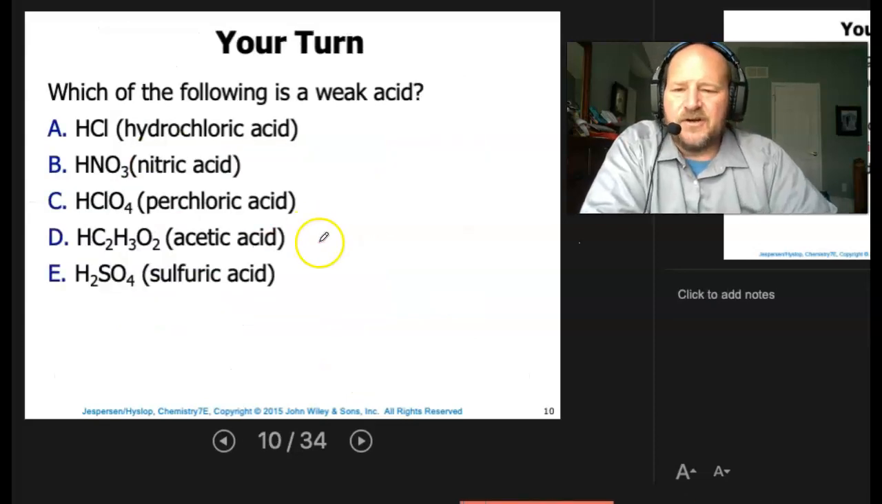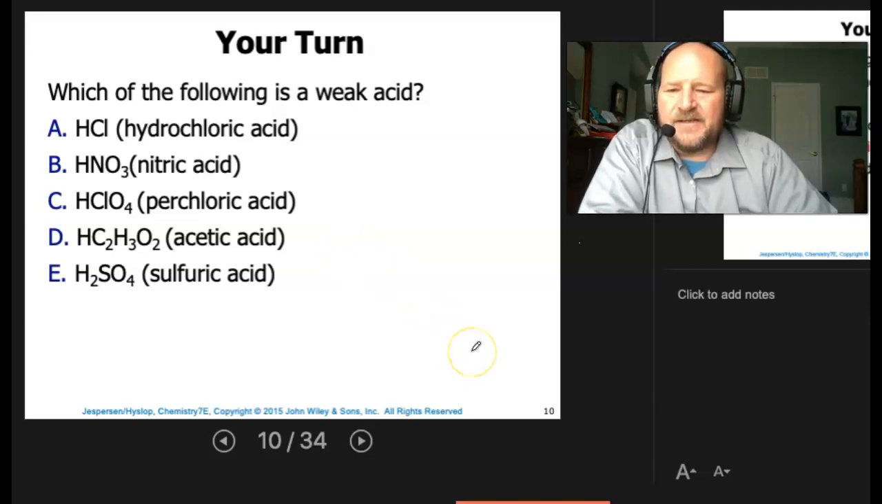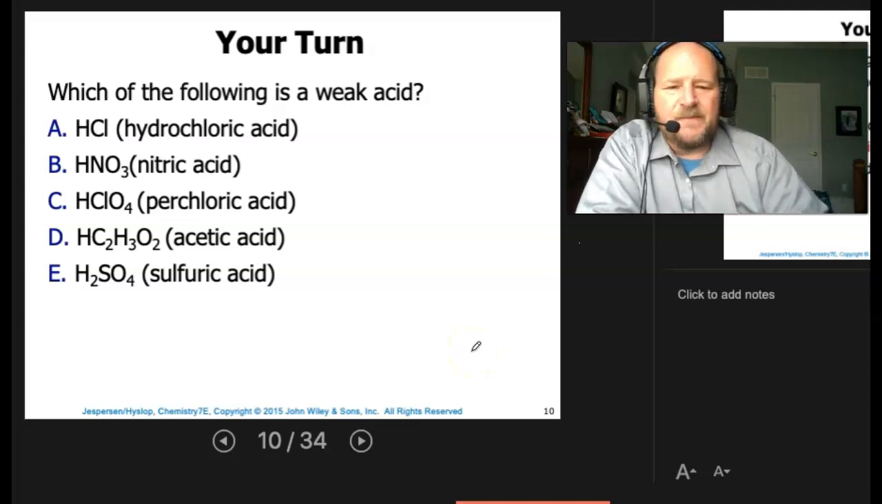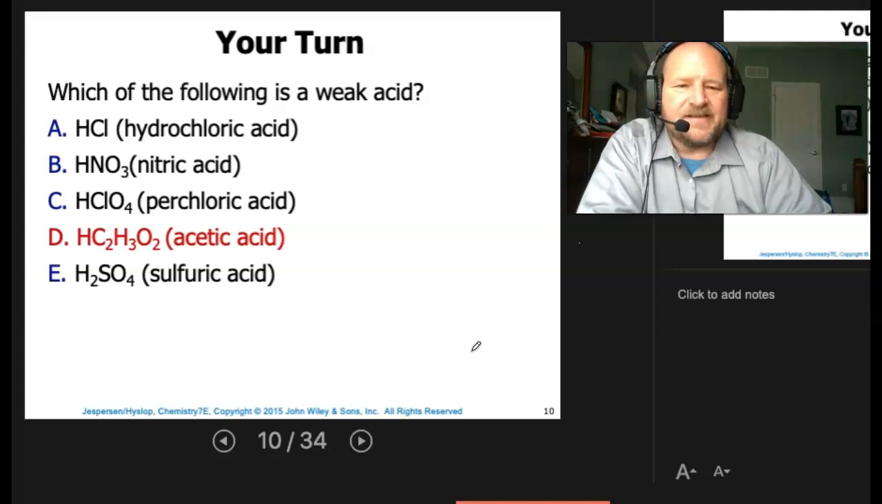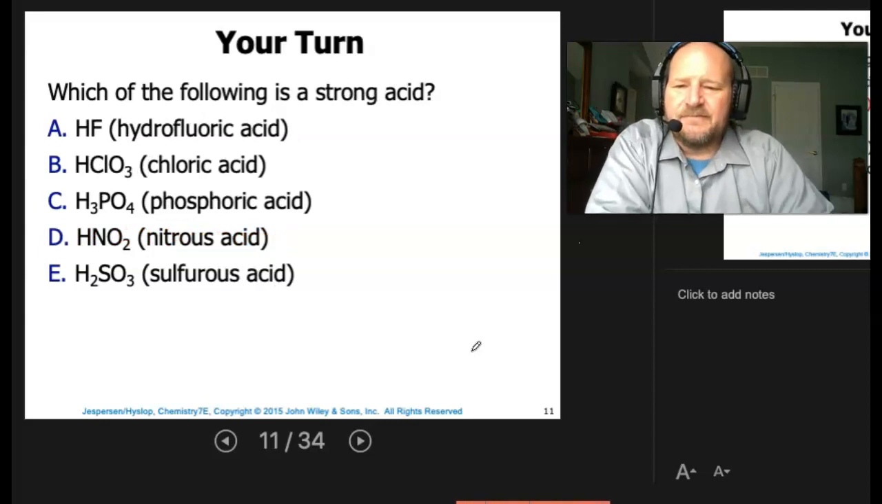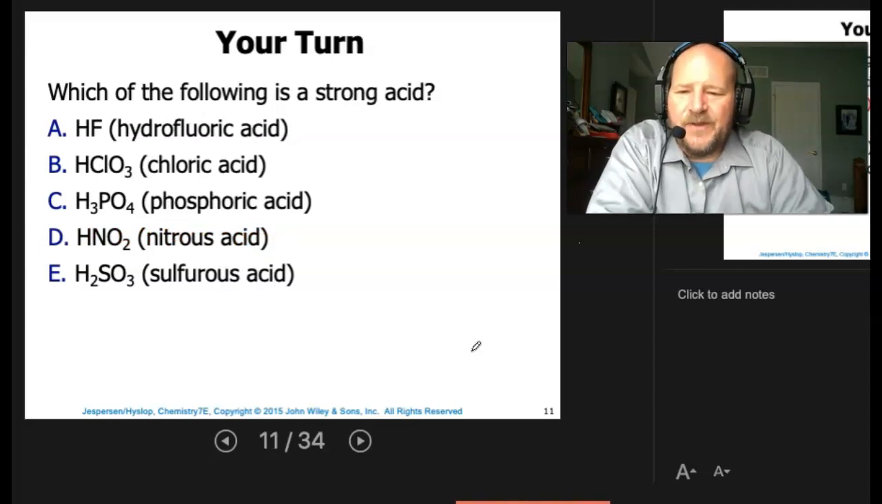All right, so your turn. Which of the following is a weak acid? So again, you have to know your strong 7, and if it's not a member of the strong 7, then that's the weak one. So we know the acetic acid in this case is not a member of the strong 7. All right, which of the following is a strong acid? So now you've got to pick out the one that is a member of the strong 7.